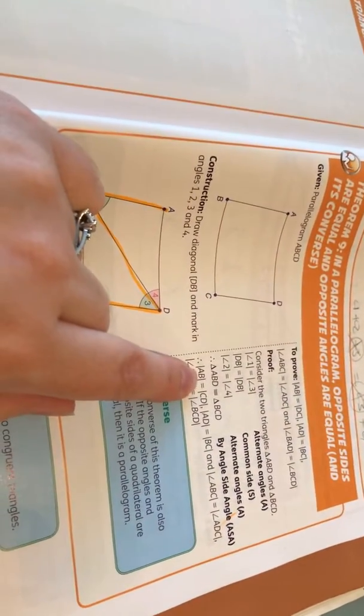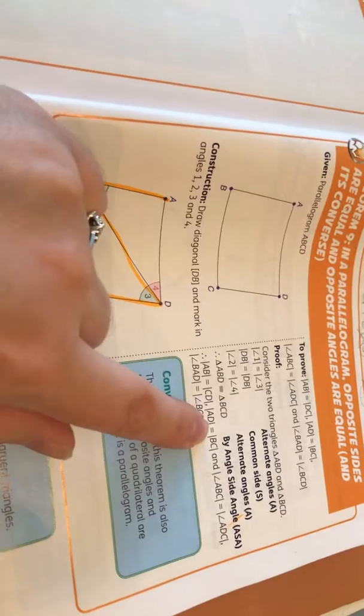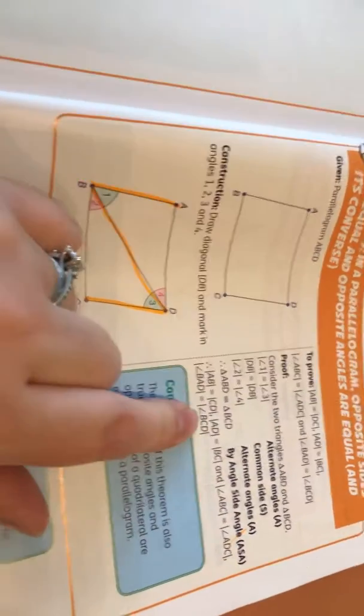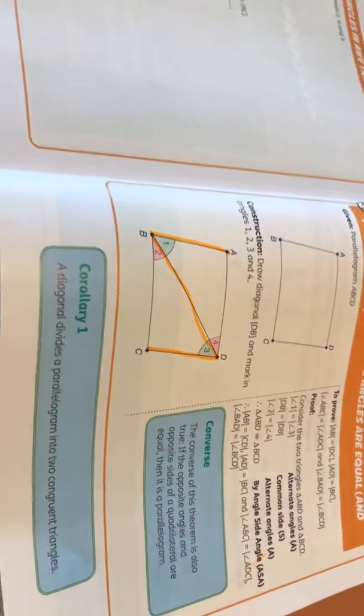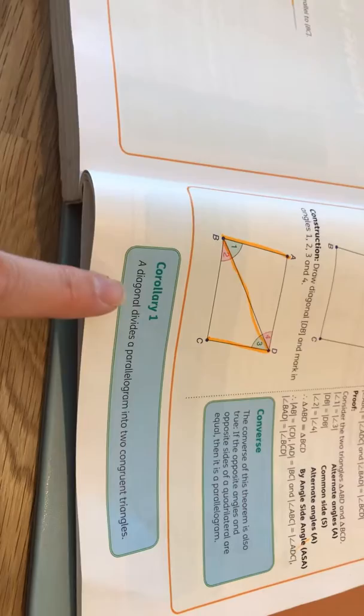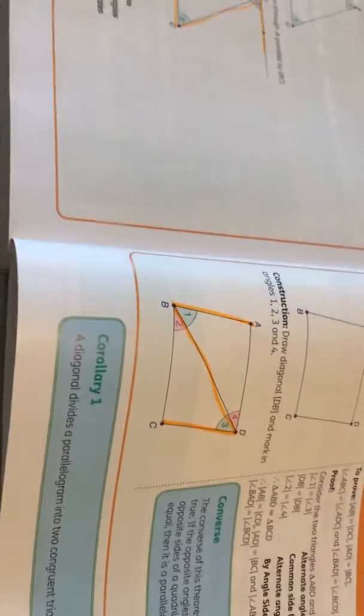Once you can do that, then you prove that AB is the same as CD, AD is the same as BC, angle ABC is the same as angle ADC, and angle BAD is the same as BCD. You've done that because you've proved that those two triangles were congruent. Again, go back to what the word congruent means. You see it down here in the corollary, a diagonal. If you cut a parallelogram in half, you create two congruent triangles, so they are two equal triangles. And you've proven that those two triangles are equal.